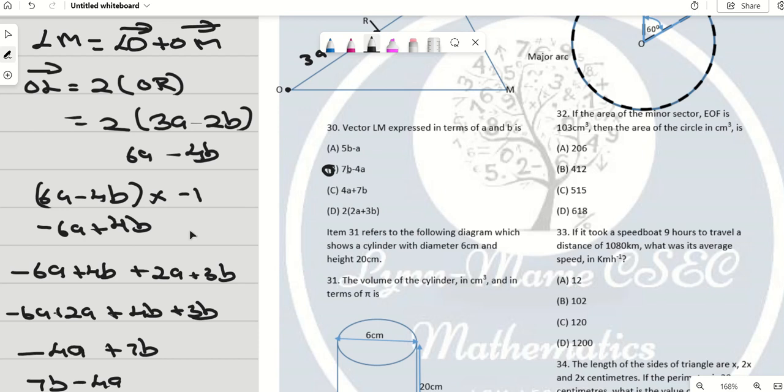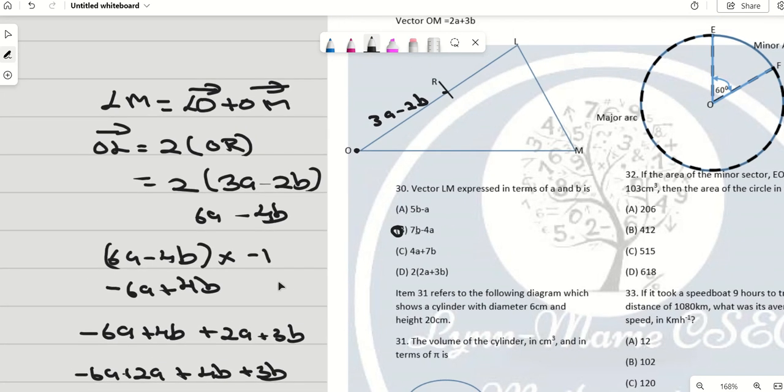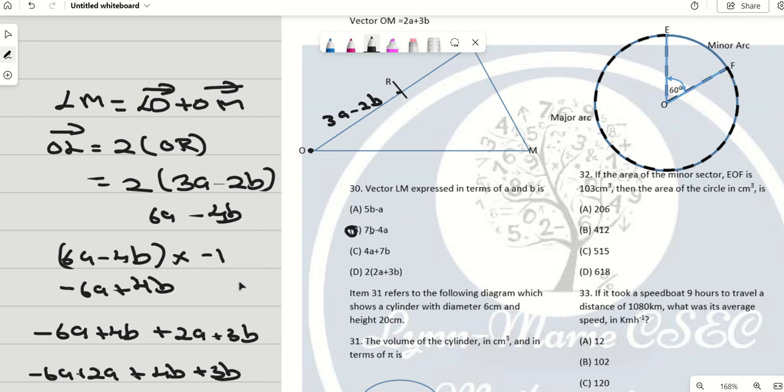So that is how we do a question like this. This question will not take you 1 minute. So if you have extra minutes, this is what you may have to put your extra minutes to. This is number 30.